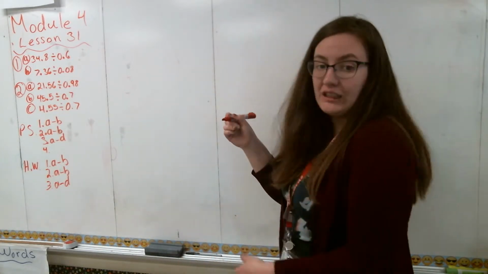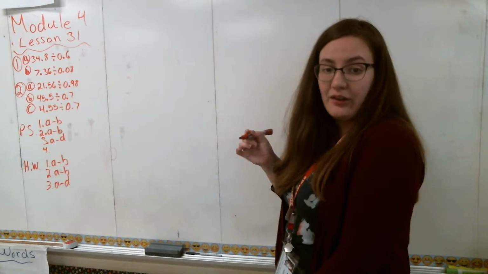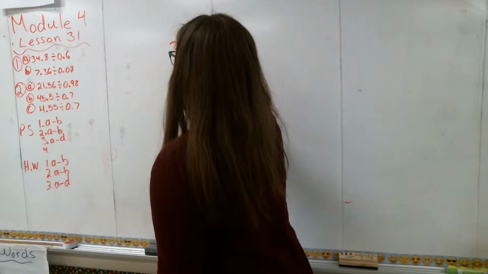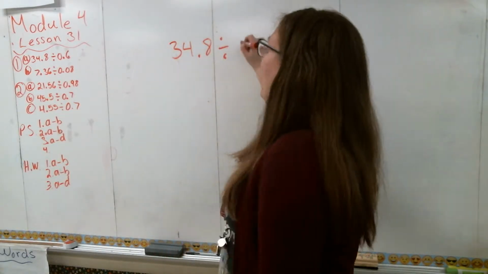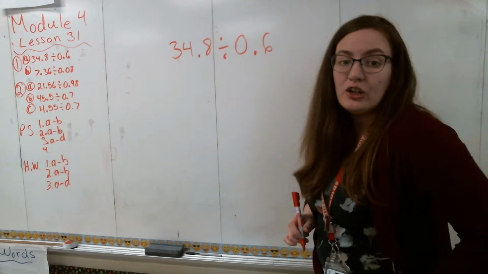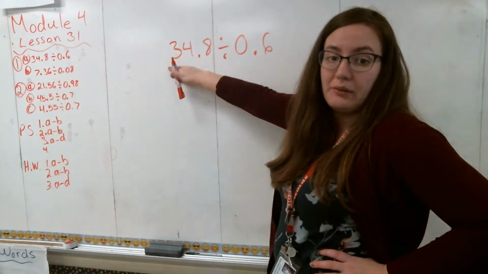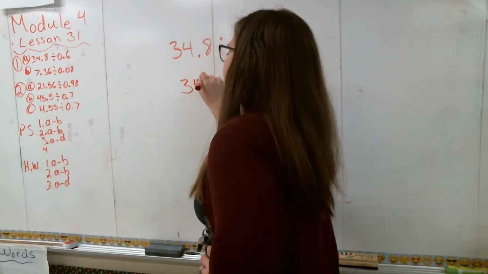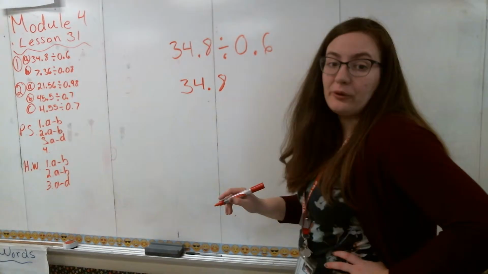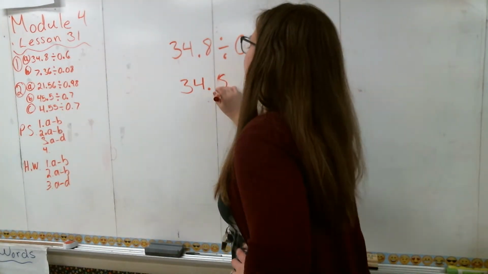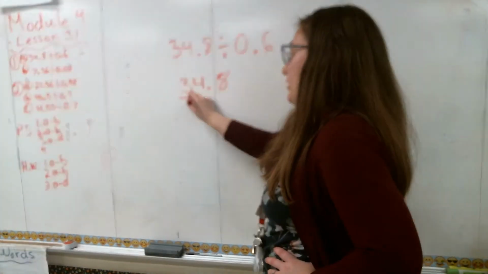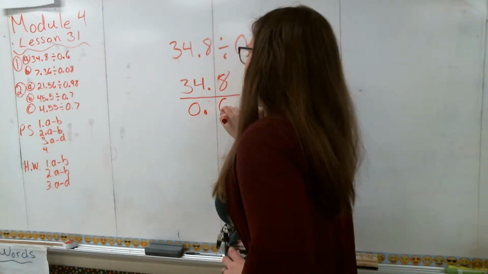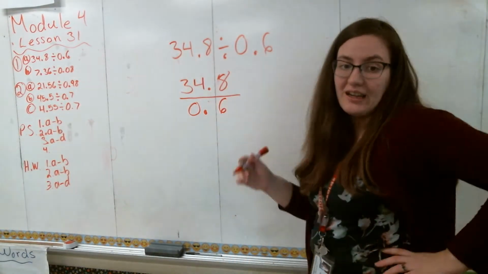So I'm going to show you an example of a problem and make sure you're copying this down into your notebooks. I'm going to have 34 and 8/10 divided by 6/10. First, I'm going to start by writing my division expression as a fraction. So remember, to do that, I take that first number, 34.8, and rewrite that as my numerator, and then my denominator is going to be this 6/10. Remember, the second number is on the bottom, the first number is on the top.